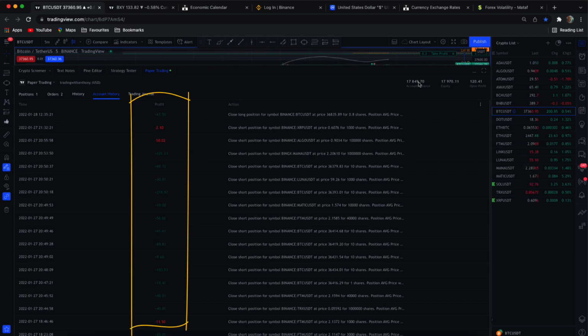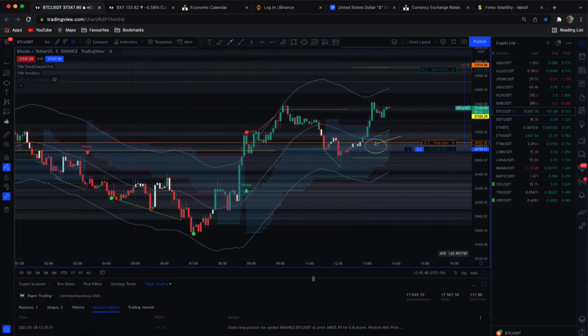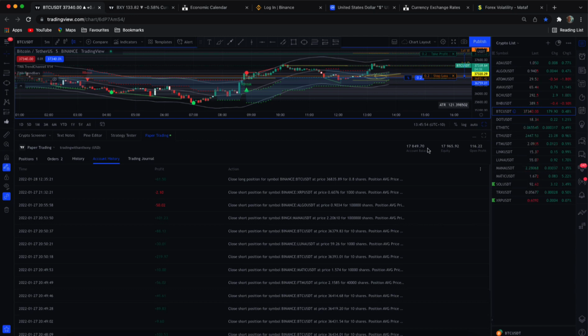So I'm going to show you how you can achieve results like this, and if you work this strategy and practice, there's every reason why you should be able to duplicate what I'm doing here. So we started off with 10,000, we're now approaching nearly 18,000 in account balance here.